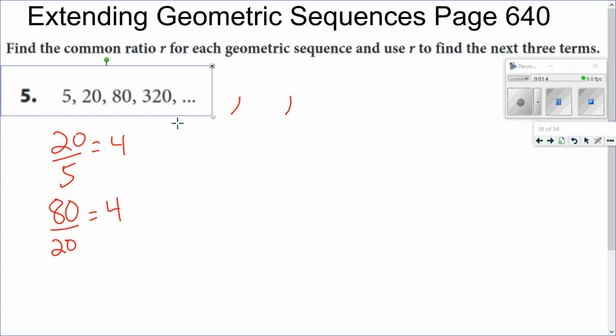Okay, so what I'm going to do is just take this ratio, the 320, I'm sorry, the common ratio, which is 4, and multiply it times 320. So I'll take 320 and multiply it times 4. And when I do that, I get 1,280. So the next term in the sequence is 1,280.